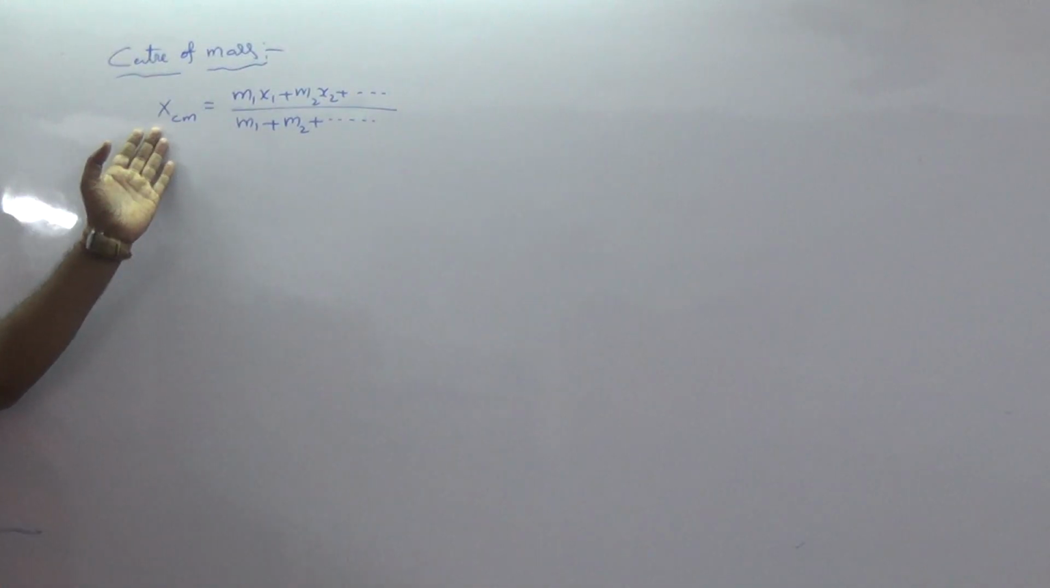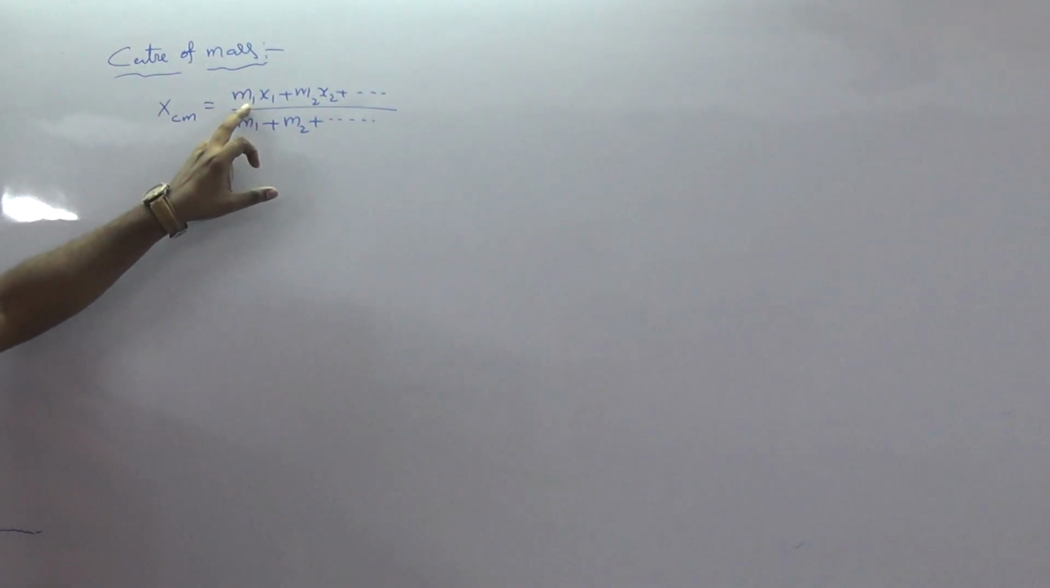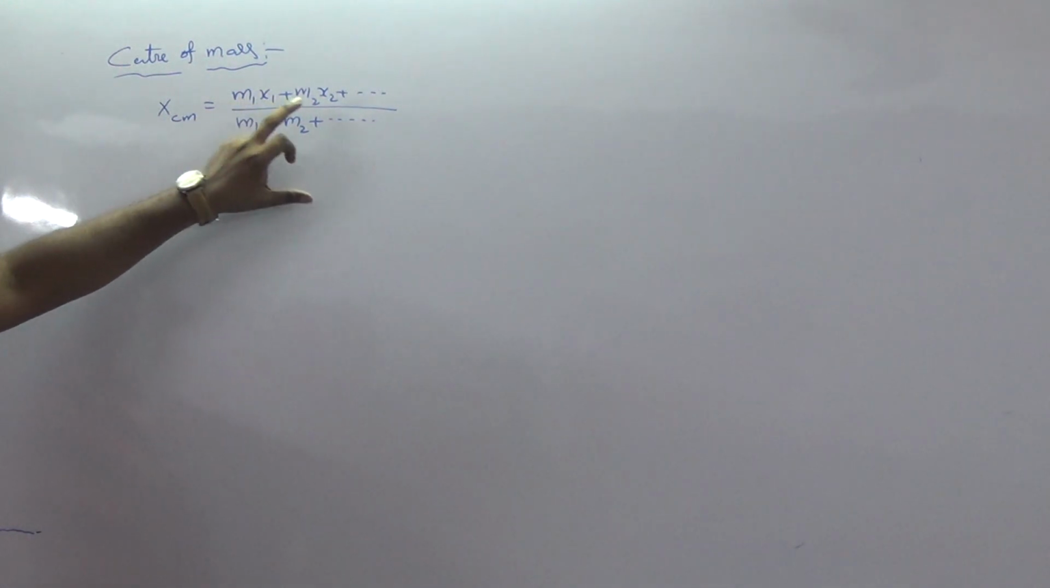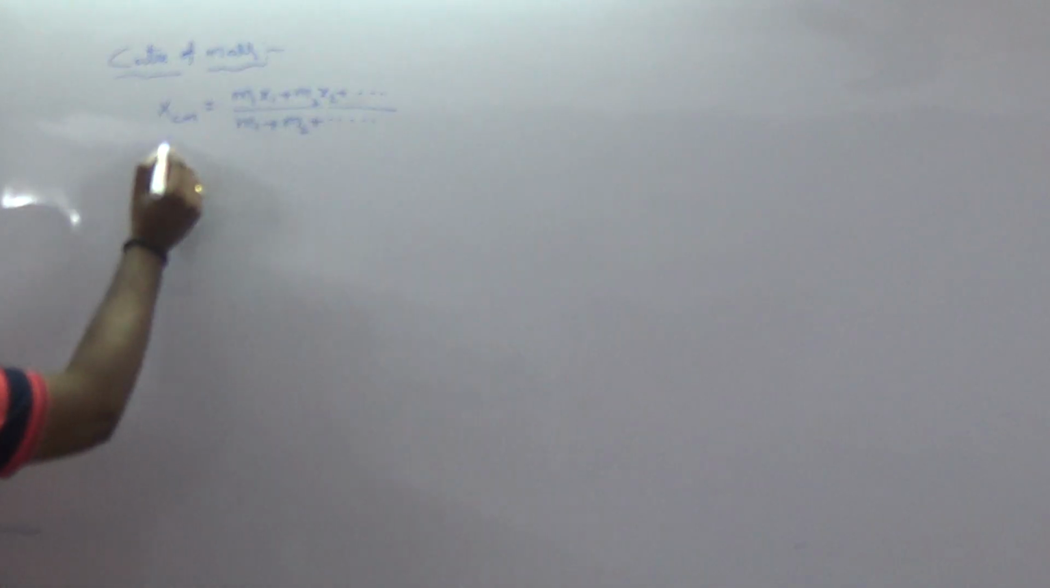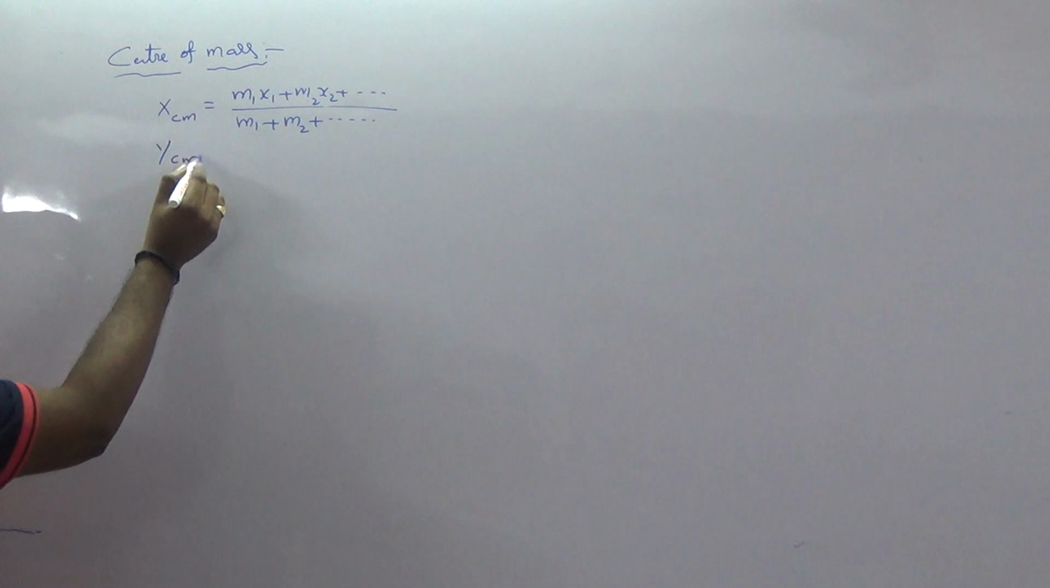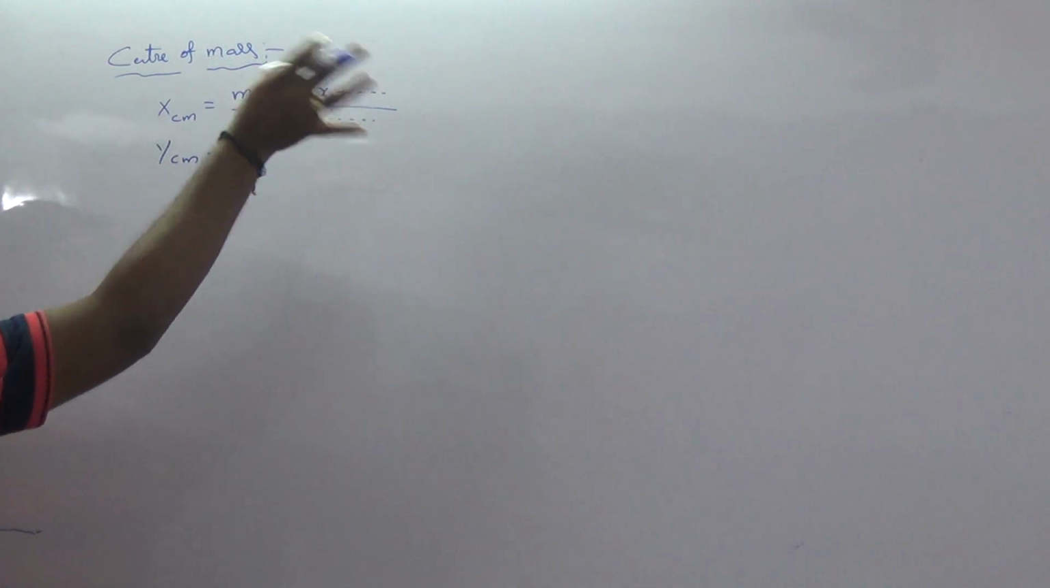When the particles are at rest on the x-axis, the first particle is at a distance x1 from the origin, the second particle at a distance x2 from the origin. In that way, x1, x2 and so on are the coordinates of the first particle, second particle, third particle and so on. In that case, we get the same situation: m1 x1 plus m2 x2 by m1 plus m2.